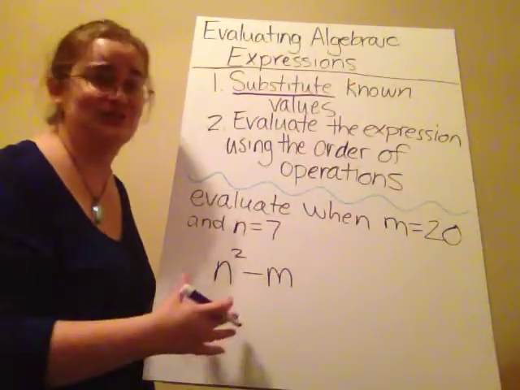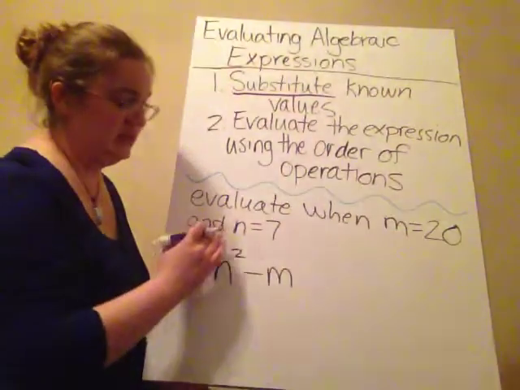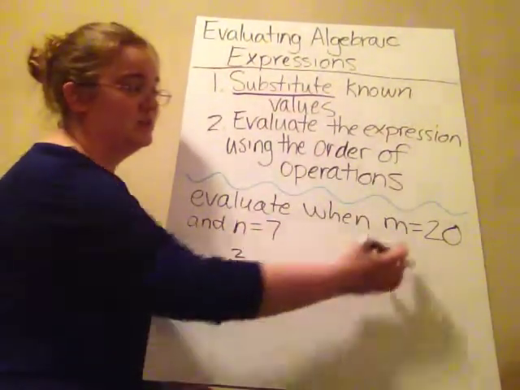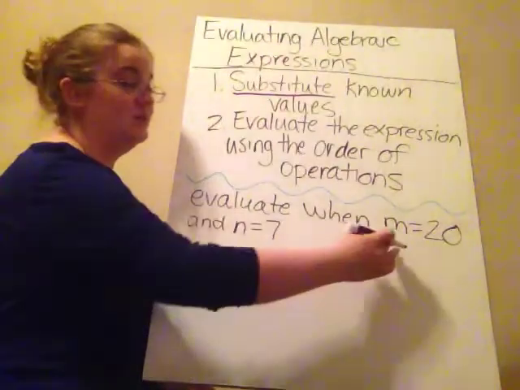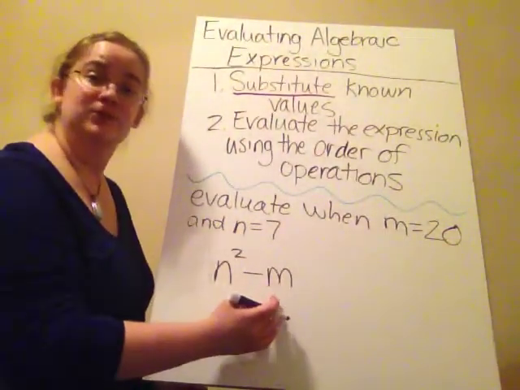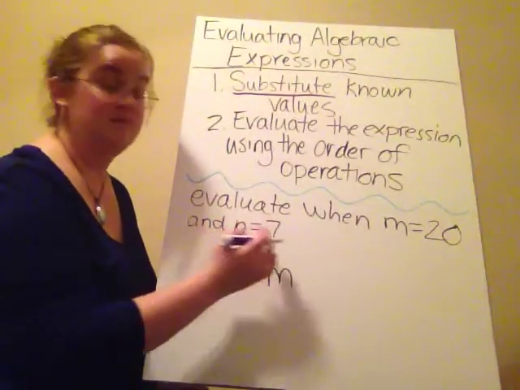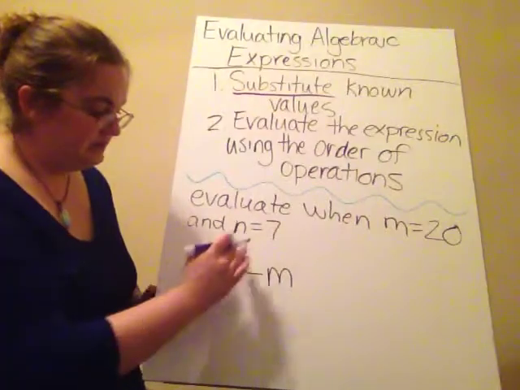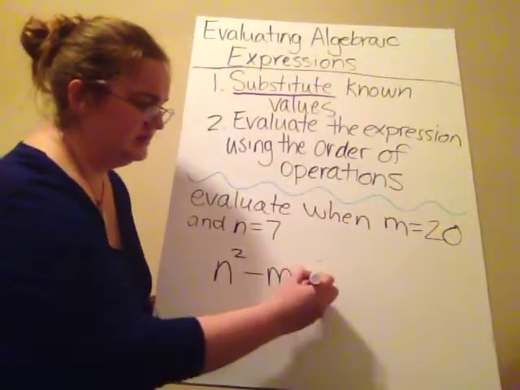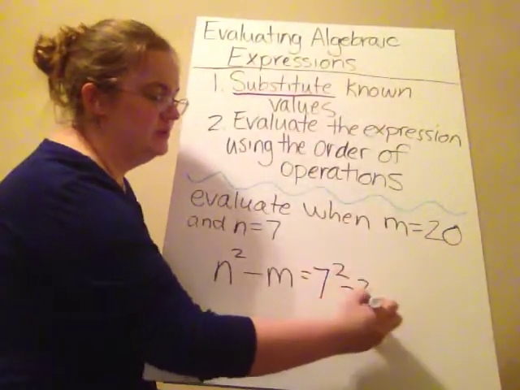Alright, so let's take a look at this first problem. It says evaluate when m equals 20 and n equals 7. So in other words, if they're telling me this is my known value that m is the same as 20, in my problem where I see m, I'm going to put a 20. And since they're telling me that n equals 7, every time I see an n, I put a 7. Alright, so that is the same as 7 squared minus, and again, m is 20.